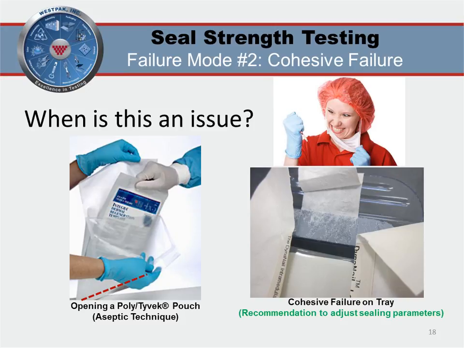And as long as you have your parameters correct and your seals aren't oversealed, then you should be good. One suggestion would probably be to ask your vendor what sealing parameters they're sealing with. Maybe if you have the same sort of sealing equipment, try using those parameters to start out with. Cohesive failures are typically caused by oversealing, so maybe you're using too high of a pressure or a temperature, so it can generally be easily fixed.